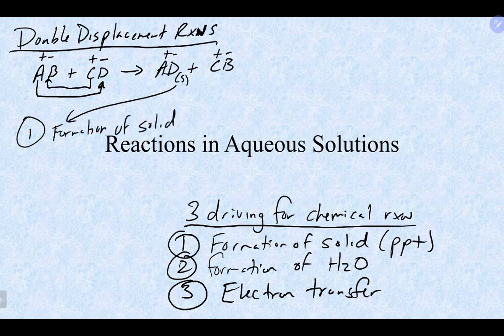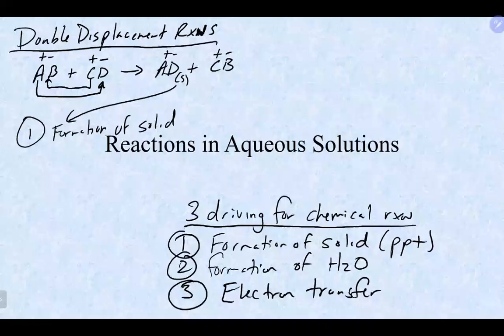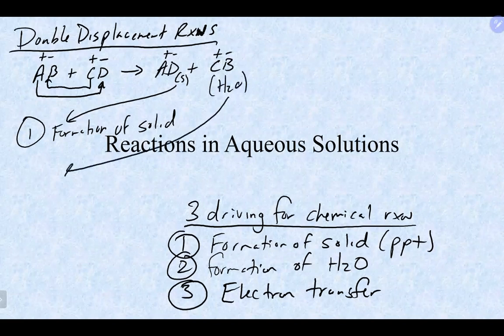In other cases, more specifically, usually when an acid and base come together, one of those guys on the right-hand side basically makes water. So it basically becomes water on the other side. So maybe this guy ends up being water, which is really the second reason a reaction will take place: formation of water.